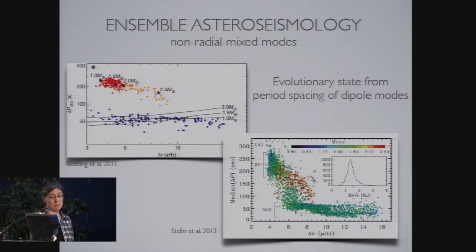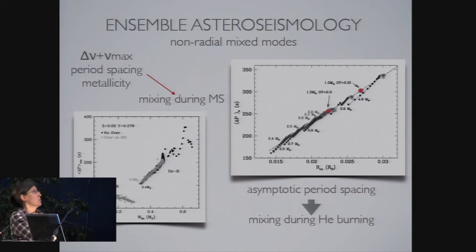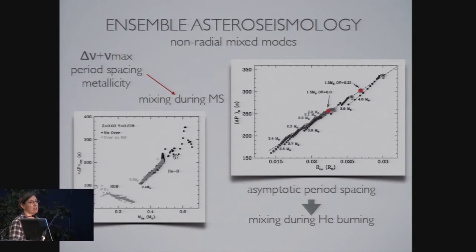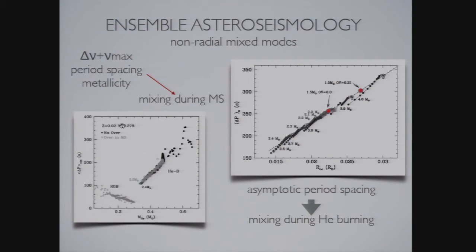So we have the possibility with dipole modes and also with quadrupole modes. And also from the non-radial mixed modes, we are able to estimate properties about the mixing in the star. And there is one scaling relation, if you want, between the period spacing and the mass of the helium core. This relation that you saw here is the same whether we use overshooting or not during the main sequence.